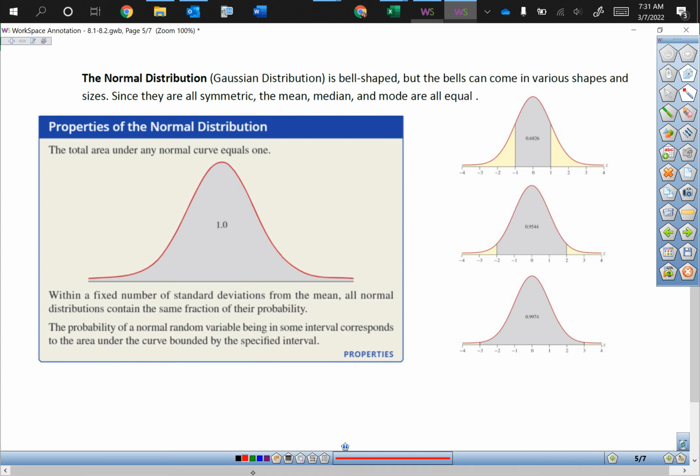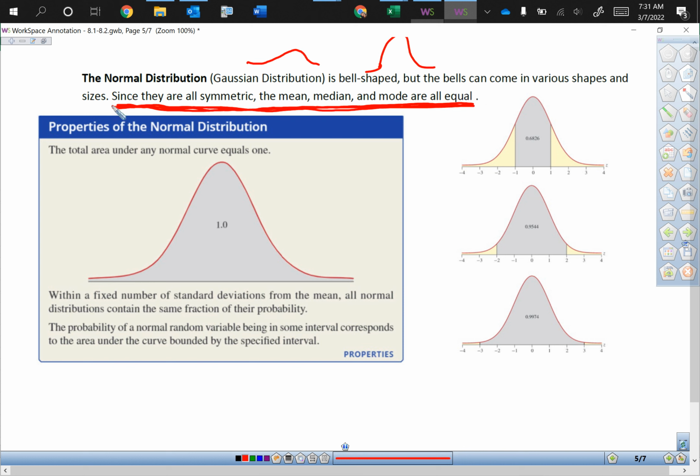Okay, next we're going to talk about the normal distribution, otherwise called the Gaussian distribution. Sometimes you'll hear it that way. It's bell-shaped, but just remember that bells can come in various shapes and sizes. Bells can look like this, bells can be high. So it is bell-shaped, and they are all symmetric. And since they are all symmetric, the mean, median, and mode are all equal. That's really important here.